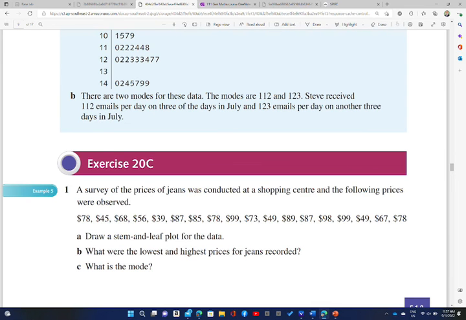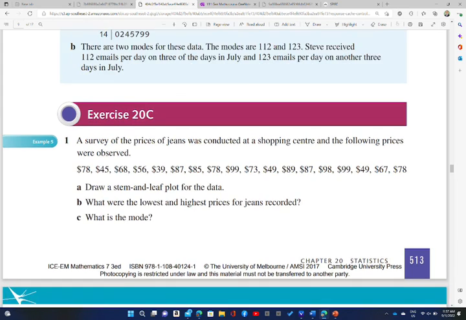Another thing that you can do that's really easy with a stem and leaf plot is find the highest and lowest values. If you put the numbers in order, the lowest value is always going to be the very first one at the top, and the highest value is always going to be the very last one at the bottom. So that's pretty easy. Okay.